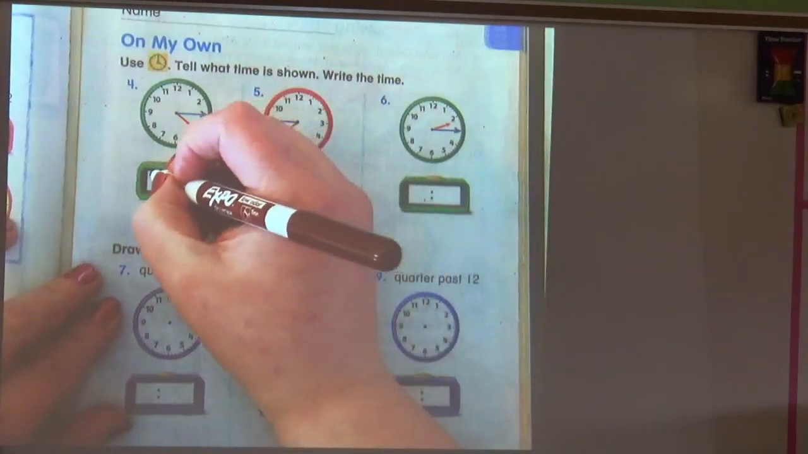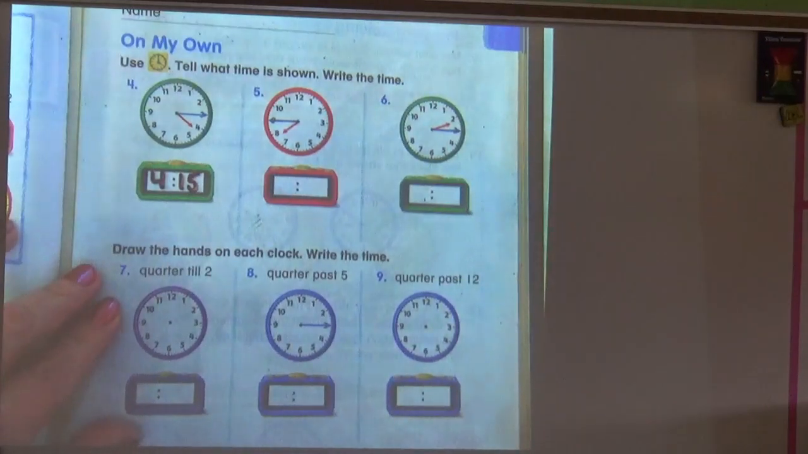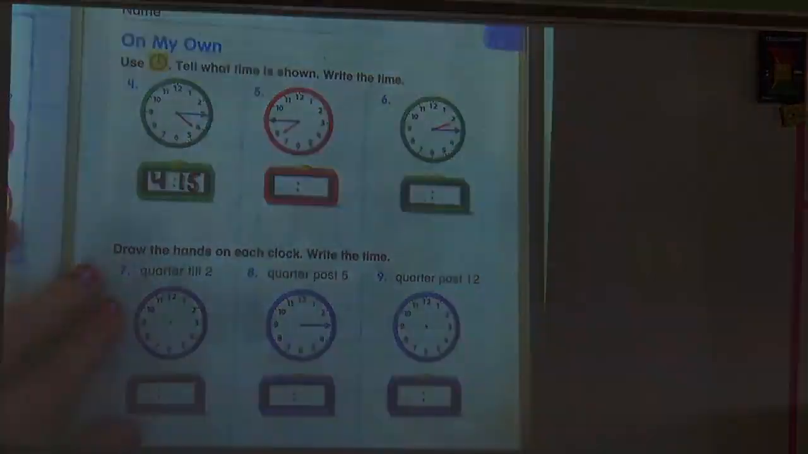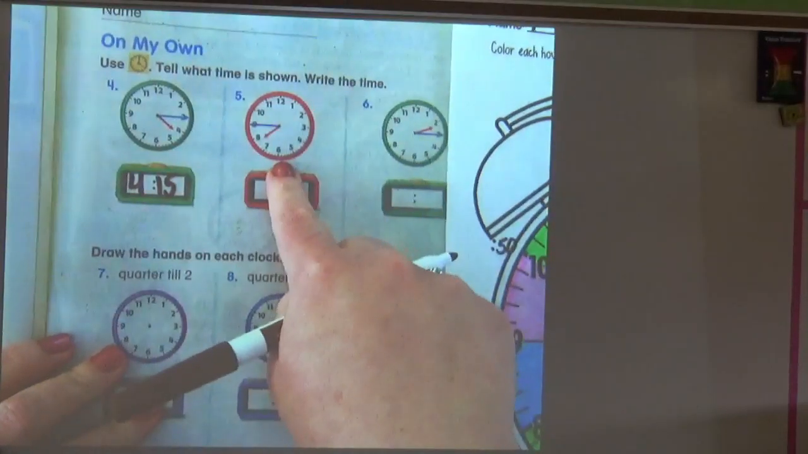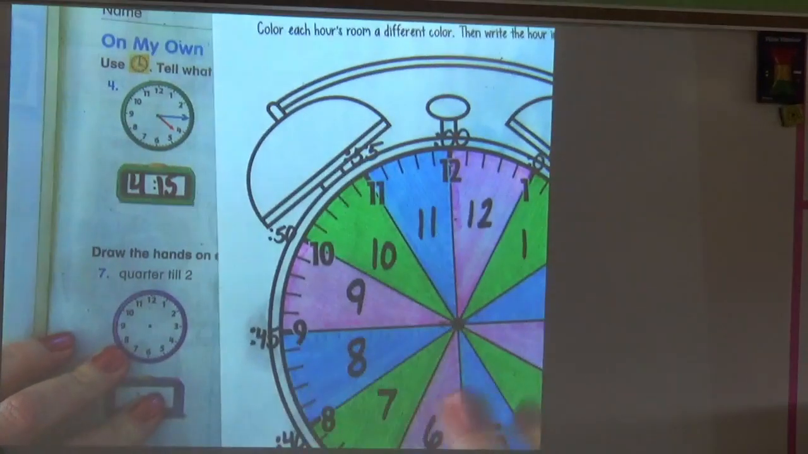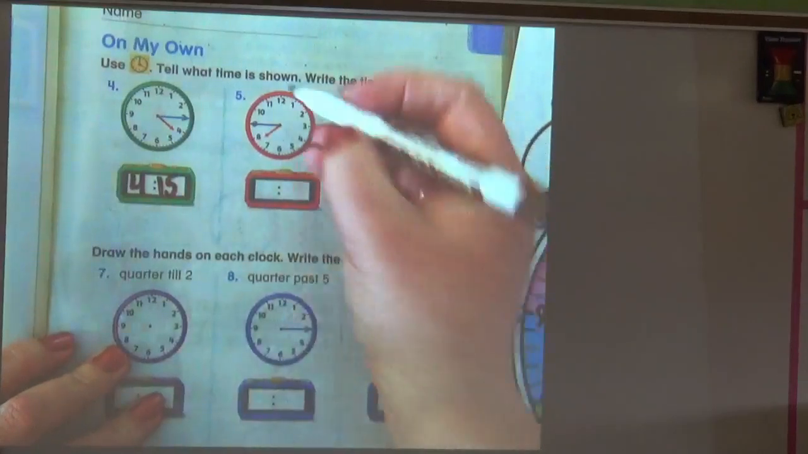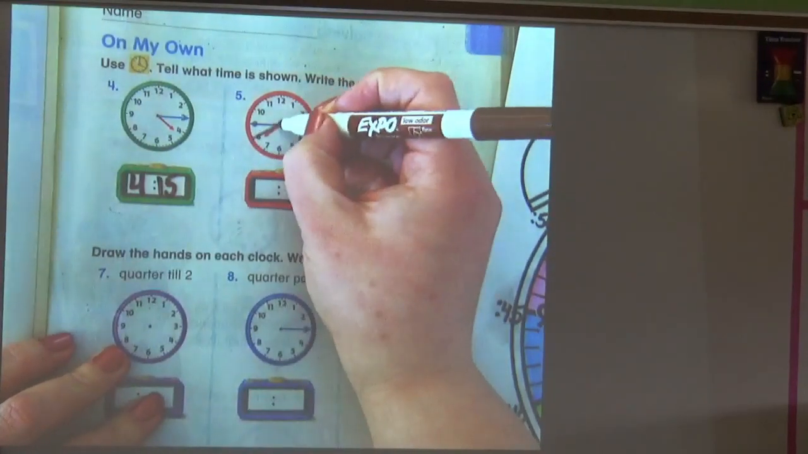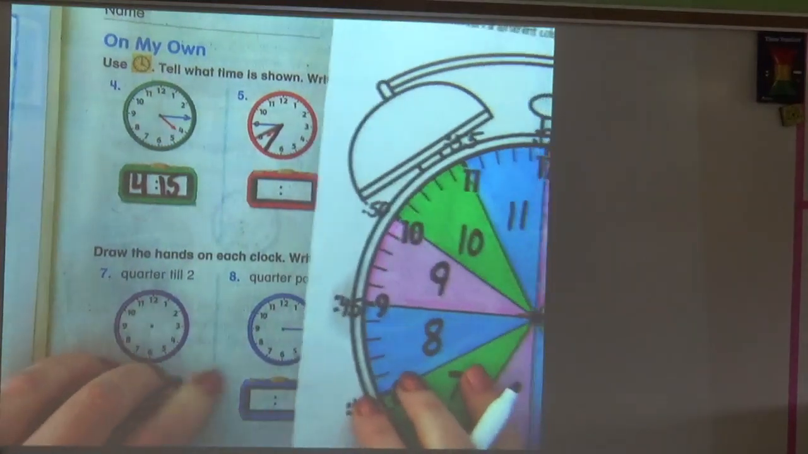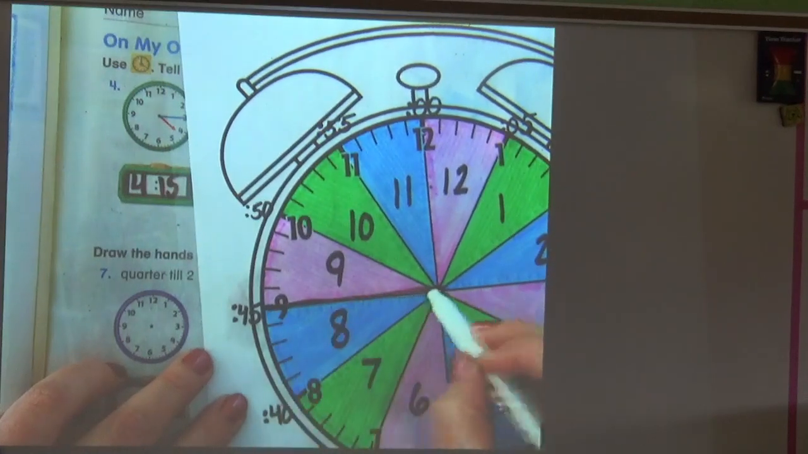If you said 4:15, you're amazing. This clock is showing 4:15. Okay, boys and girls, so let's look at this red clock. Now this is where it can get a little tricky, but this is where your colorful clock is really going to help you. So I want you to take what you see here, and you can draw your lines if you have to, and then draw it onto your colorful clock to really help you. So let's draw our minute hand pointing at the 9.